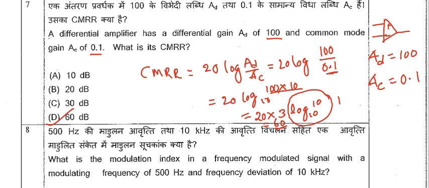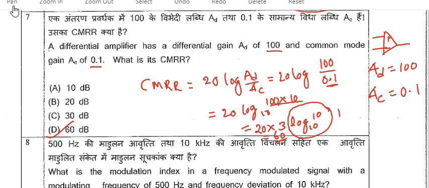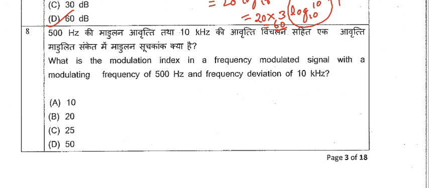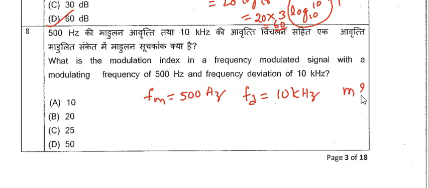If we go to the next question, the next question is given like this. What is the modulation index in a frequency modulated signal with a modulating frequency of 500 Hz and a frequency deviation of 10 kHz? So here FM is given as 500 Hz, whereas frequency deviation is given as 10 kHz. We need to find the modulation index.